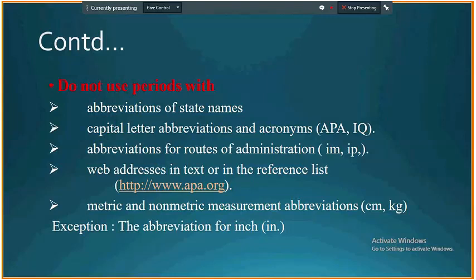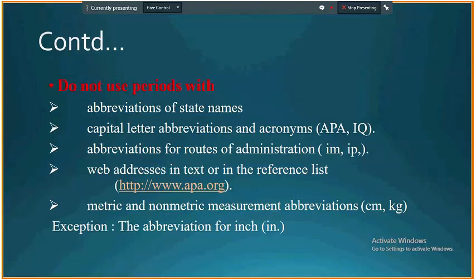And the third one is abbreviation of the route of administration. For example, IM, IP, those are routes of administration. Just for example, NP, the short form of Nepal. EDU.NP, we cannot use a period between the EDU and NP. Similarly, for web addresses in the text, we do not use W full stop, W full stop, W. We do not use that type of period between WWW or APA.